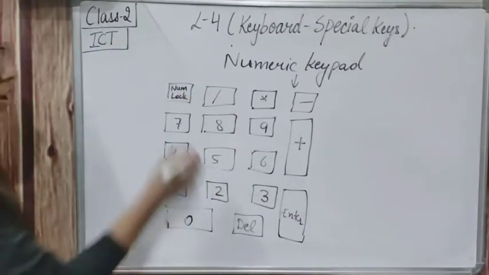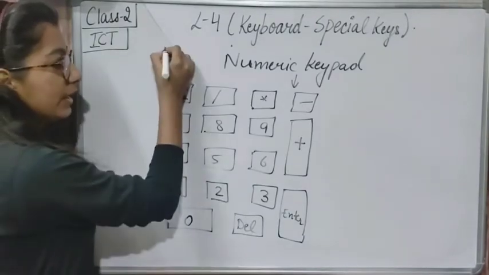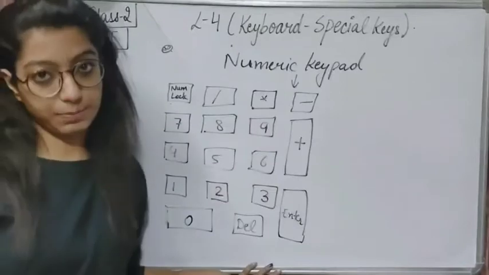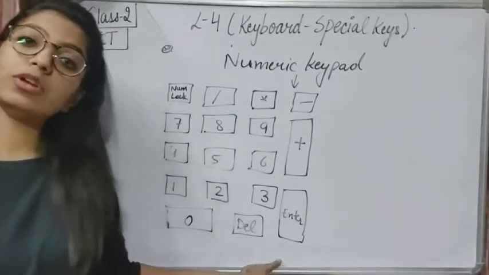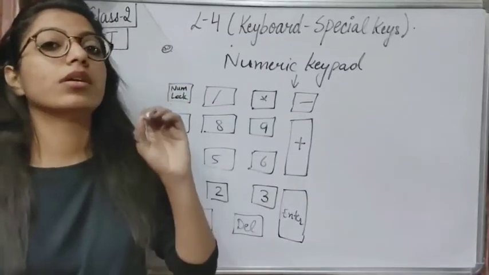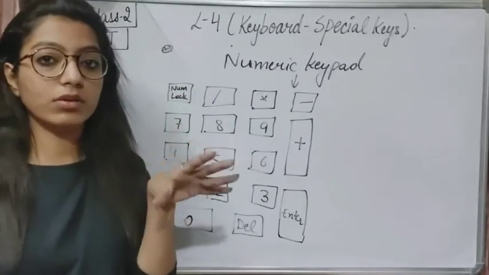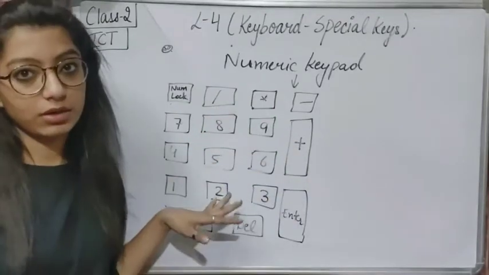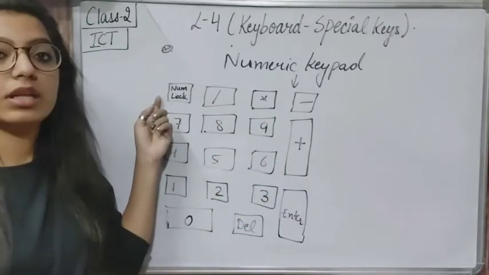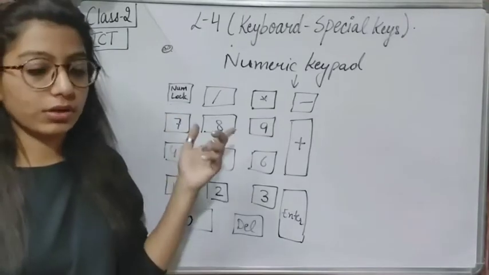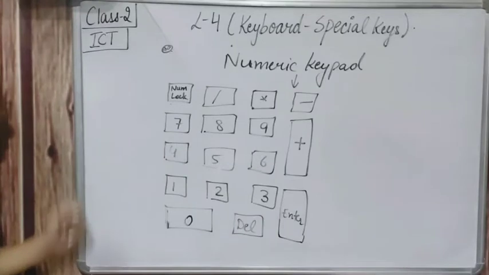Okay, so here number lock means if the light is blinking on your keyboard, it means we can use this keypad. If the numeric lock is locked, means light is not blinking on your keyboard, it means you cannot use this keypad. You have to press it, then it will be on. You will have to press it again to lock it. So this is about the number lock.